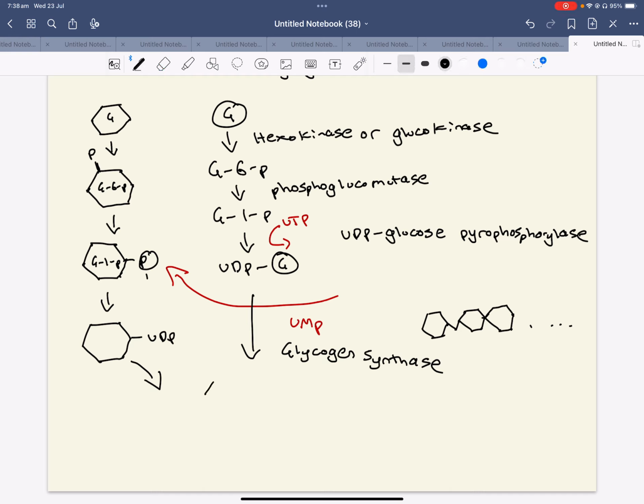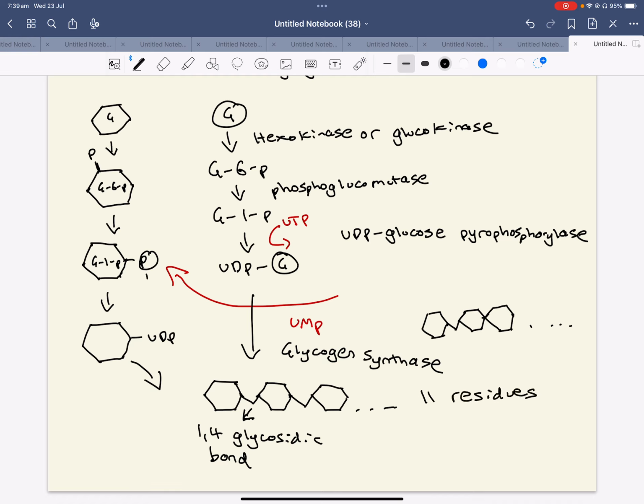It will join them, and it's going to form a bond between them. And this bond is called a 1,4-glycosidic bond. Okay? So it's going to keep on going to approximately, let's say, 11 residues. Okay, but that's not how glycogen is normally formed.